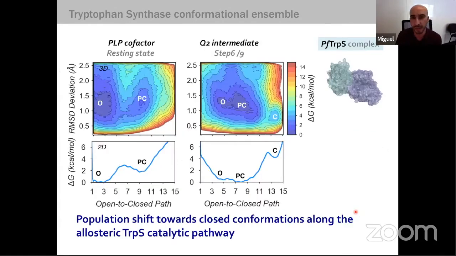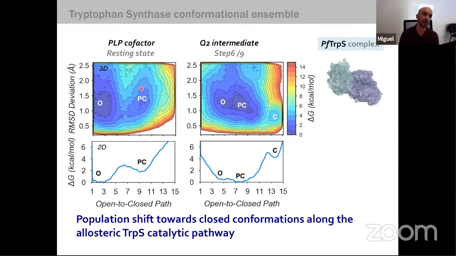So now I'm going to start to show some results. I'm going to start with the TRPAs complex. And for simplicity, I'm going to show these two catalytic steps, the resting state, and the Q2 intermediate, which is quite an advanced step in the cycle. This is basically after indole coupling to the L-serine.